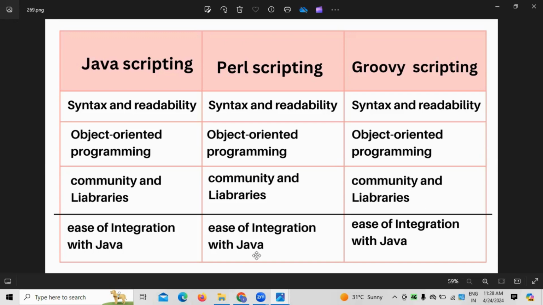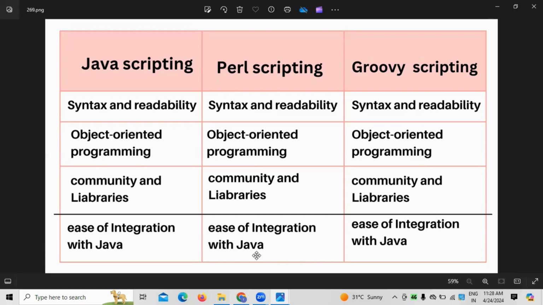Now, second point: object-oriented programming. Object-oriented programming means that for any application or programming language we normally use, there is a concept called OOPS. OOPS stands for object-oriented programming. When it comes to object-oriented programming, it is generally something similar even for Java scripting and Groovy scripting also.